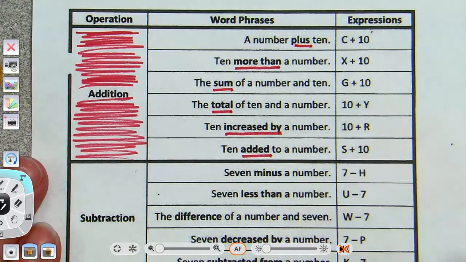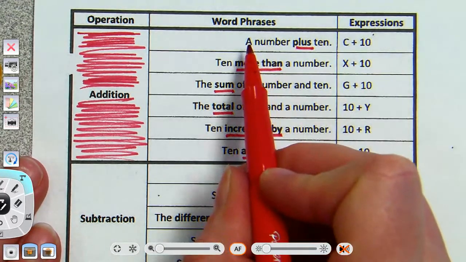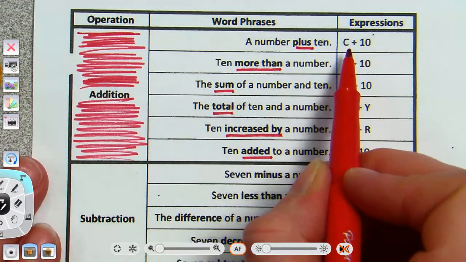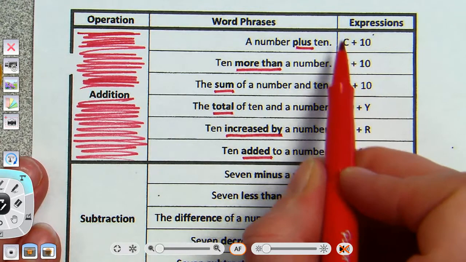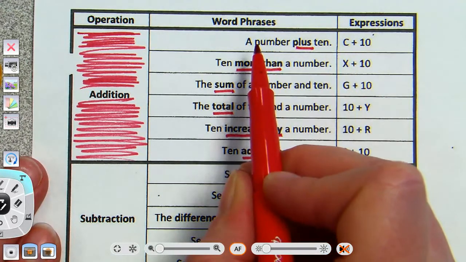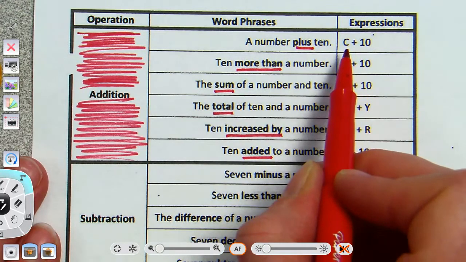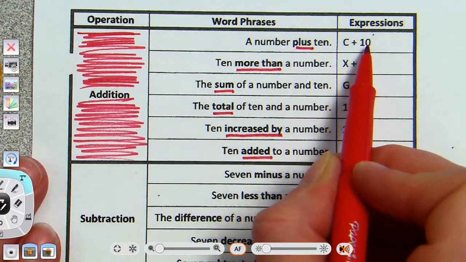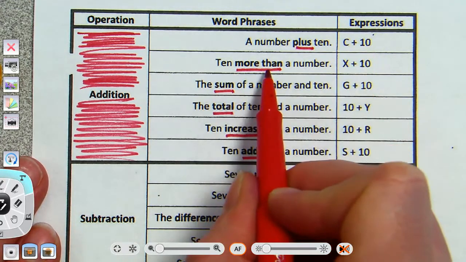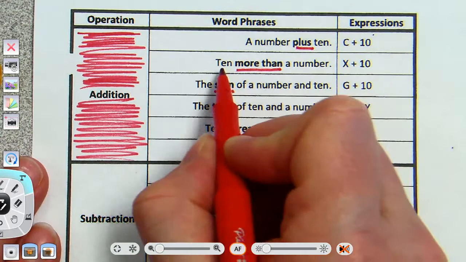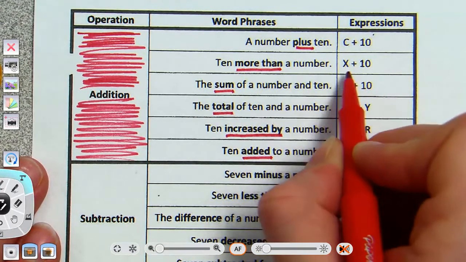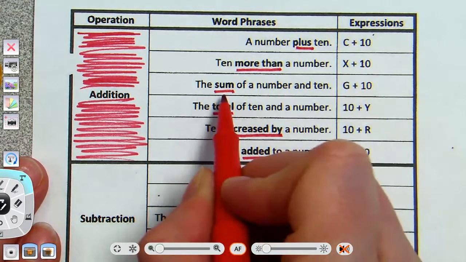And here are some ways to show that with an expression. Now, I want you to notice that when we just see something like a number, we're going to replace that with a letter. Letters are called variables, and that means we can change that number to whatever we want. So in this case, instead of a number, they chose the letter C. Then it said plus, so they have a plus sign, and then the number 10 comes after. Okay, 10 more than a number. So we connected the 10 with more than, so we have our plus 10 over here, and then a number, X.